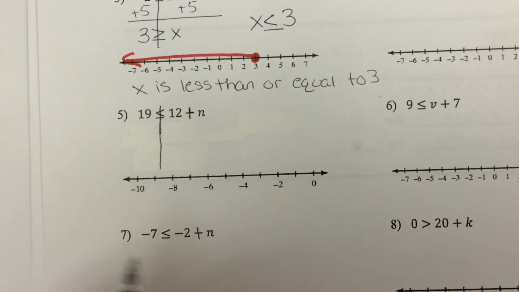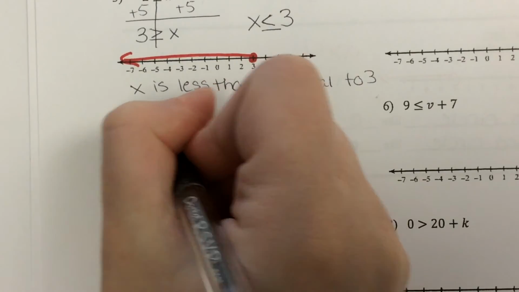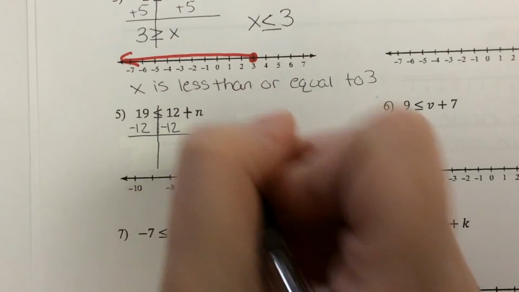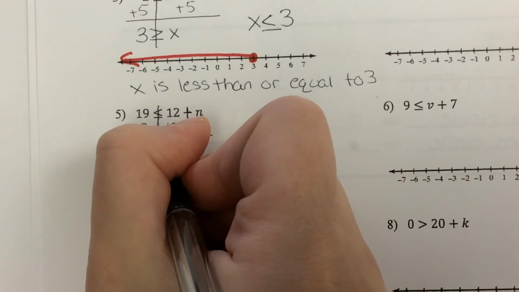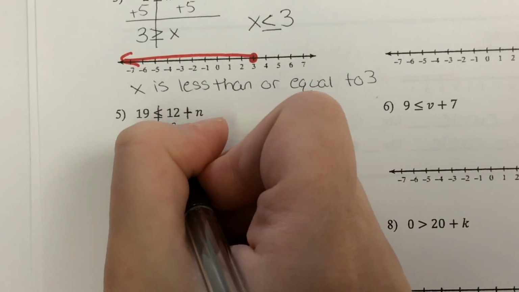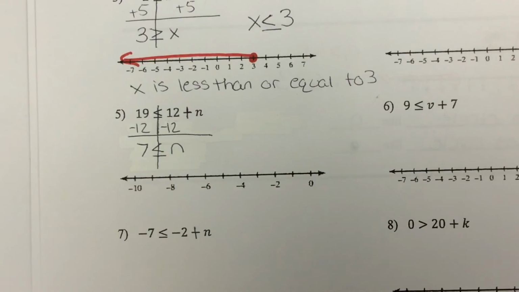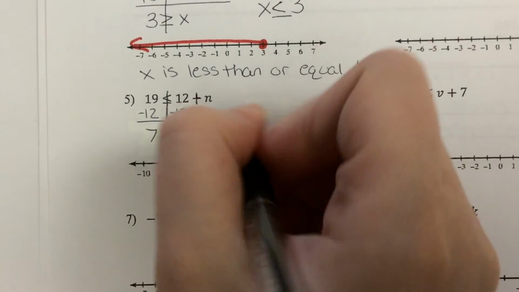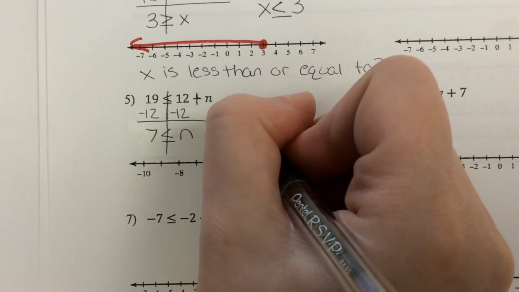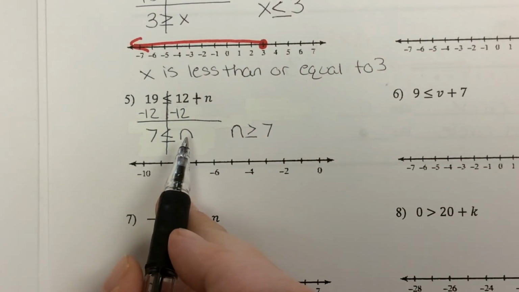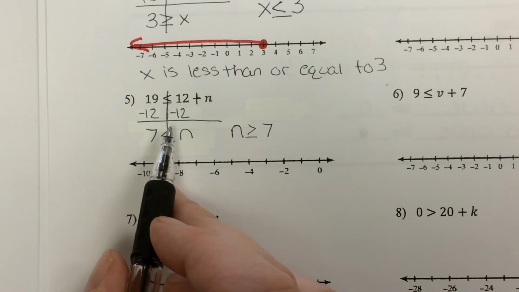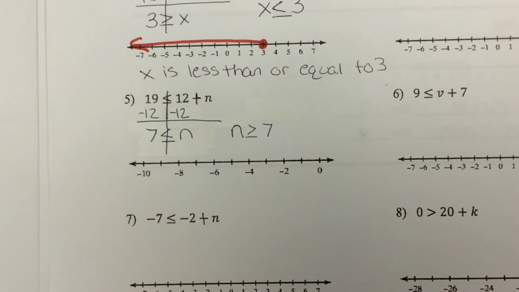All right, let's go ahead and solve this. We would subtract 12, and 19 minus 12 is going to be 7, whoops, I don't have a 7, is less than or equal to n. So we have to graph this first. Let's flip it around like we have been. N is greater than or equal to 7, okay? When we flip, we have to make sure we flip the sign too. It's open to n, so it has to be open to n.